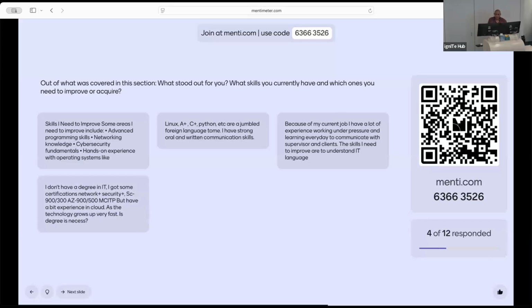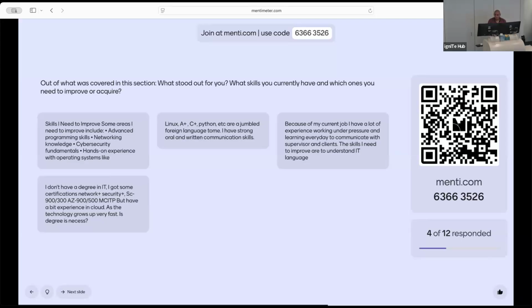And I have stories of how many of these words came about. Some of them are actually ridiculous. So don't get hung up on the lingo. The lingo means nothing. Don't get scared by all these words. See what you need to know right now, in the next 6 months, okay? So you mentioned Linux. Linux is an operating system. A+ is a certification. C+, I guess you mean C++, and Python, those are languages. C++ is a programming language. Python could be either, but it's mostly used for scripting. So very good. Thank you for sharing that. Because of my current job, I have a lot of experience working under pressure and learning every day to communicate with supervisors and clients. That is huge.